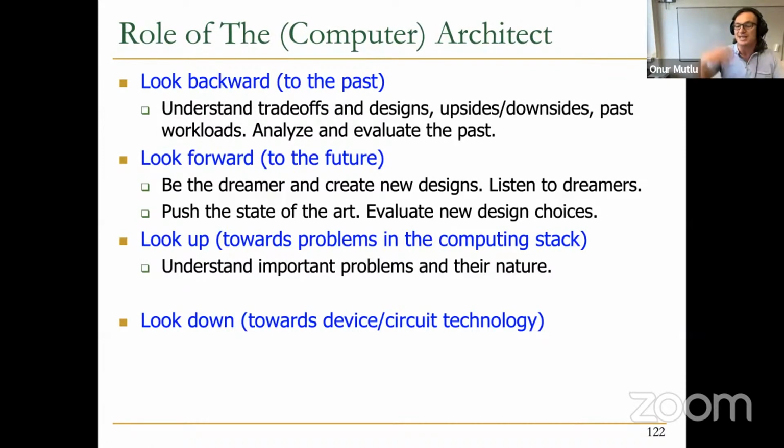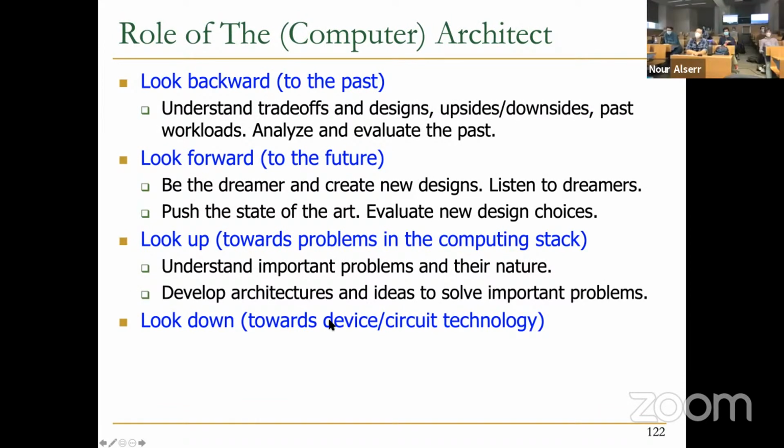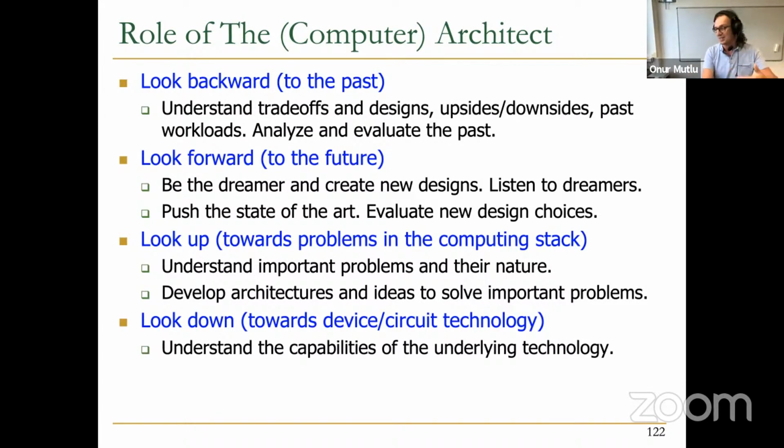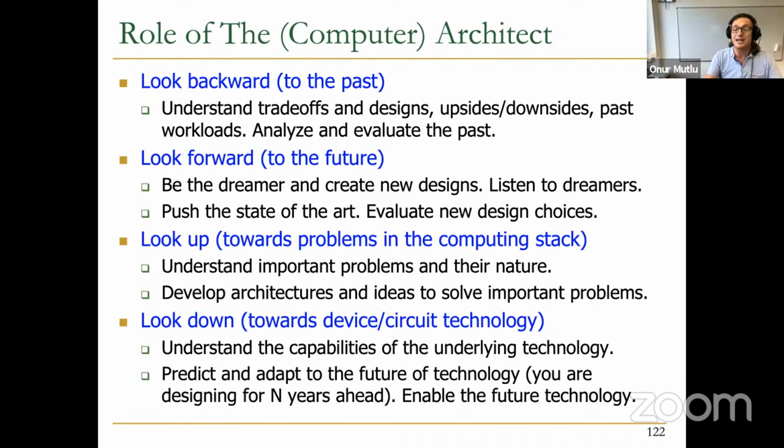And looking up is understanding important problems and their nature at the higher end of the computing stack. And that enables you to develop architectures and ideas to solve important problems. And looking down is equally important, which is again, top and bottom, right? That we discussed. Bottom is always devices and technology. That enables you to understand the capabilities and evolution of the underlying technology, and also the revolutions that are happening in the devices, for example. And this enables you to predict and adapt to the future of the technology, because usually you're designing for N years ahead. Maybe your system will be used 20 years down the road. And that way you can enable the future technology.